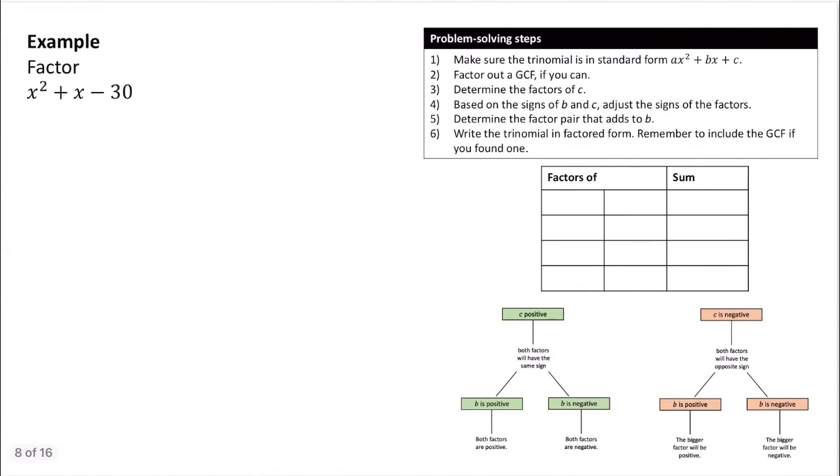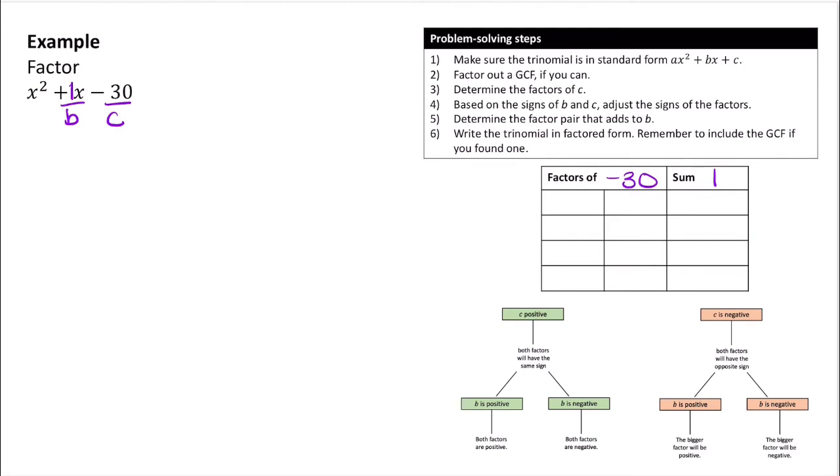So now let's try this example. So we have x squared plus x minus 30. Remember that if we don't have a coefficient written for a term, that means that coefficient is 1. So in this case, B is 1 and C is negative 30. So we're looking for factors of negative 30 that are going to add up to 1.